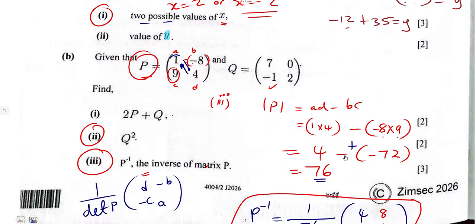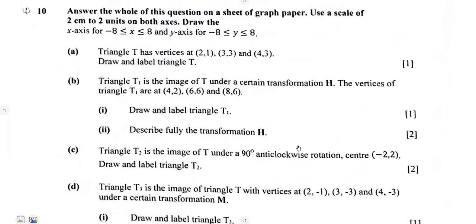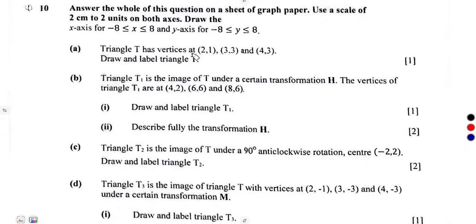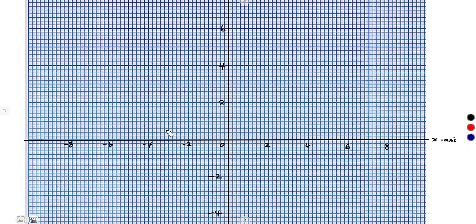This is what you simply needed to answer question number 9. All right, so let's move on to the other part, which is in this case, we need graphs. All right, we need a graph paper. So on question number 10, this is part of our transformation. You're given, answer the whole of this question on a sheet of graph paper. Use a scale of 2 centimeters to 2 units on both axes. All right, so we're given for x, draw from -8 to +8, 2 centimeters to represent 2 units.